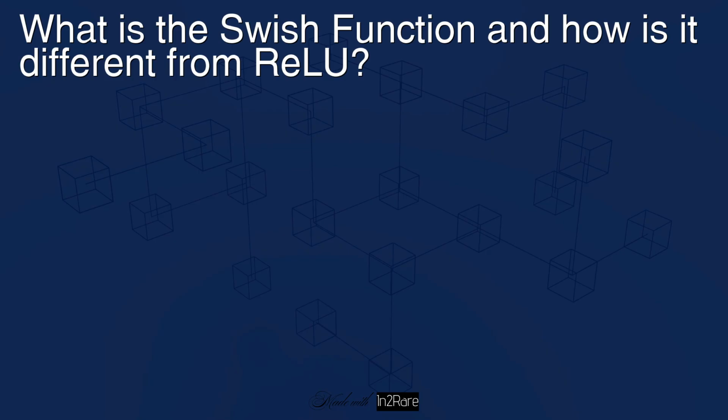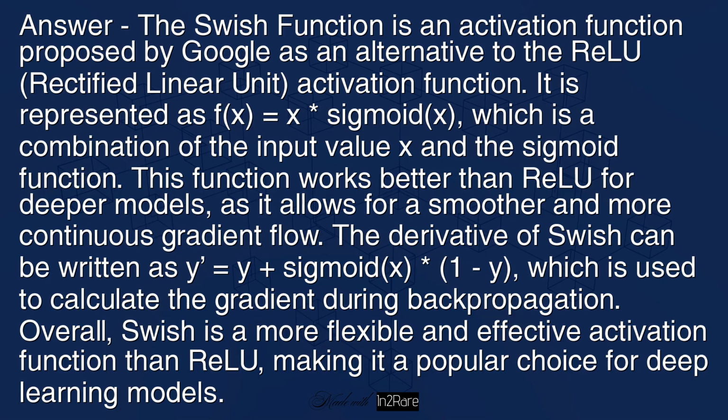What is the swish function and how is it different from ReLU? Answer: the swish function is an activation function proposed by Google as an alternative to the ReLU rectified linear unit activation function. It is represented as f(x) = x * sigmoid(x), which is a combination of the input value x and the sigmoid function. This function works better than ReLU for deeper models as it allows for a smoother and more continuous gradient flow.